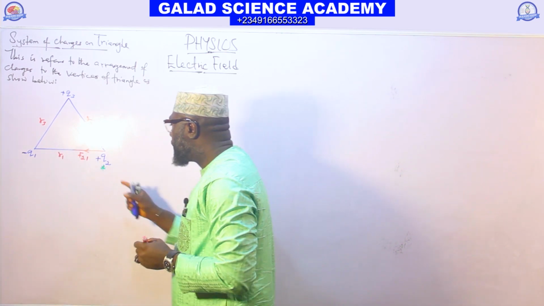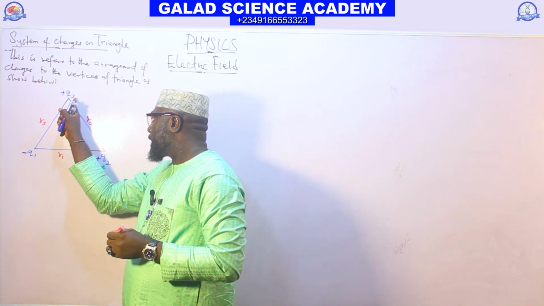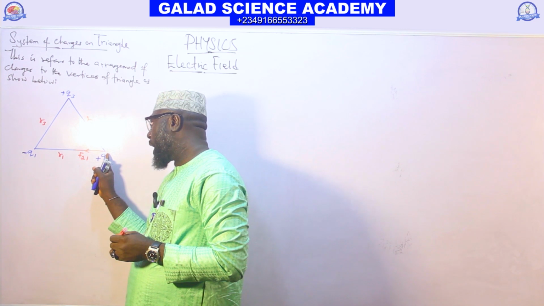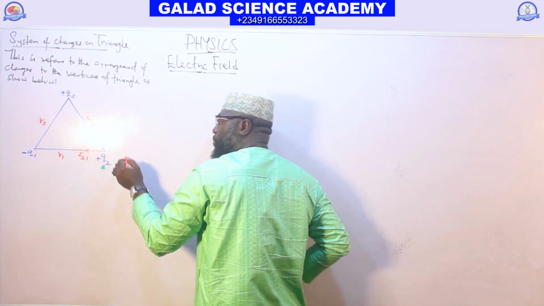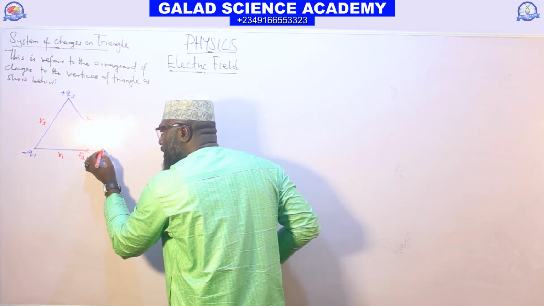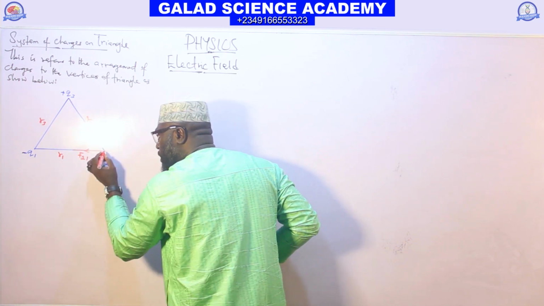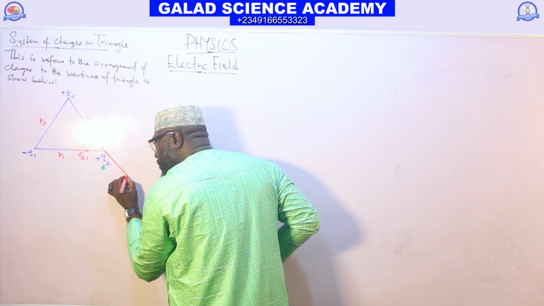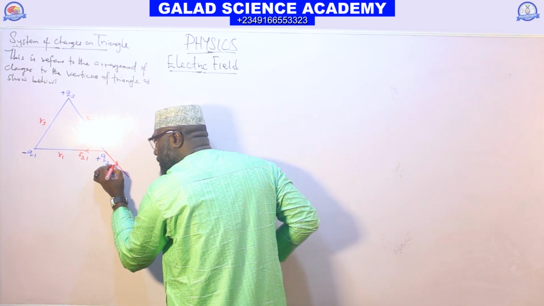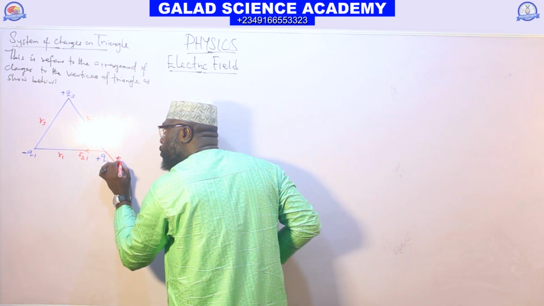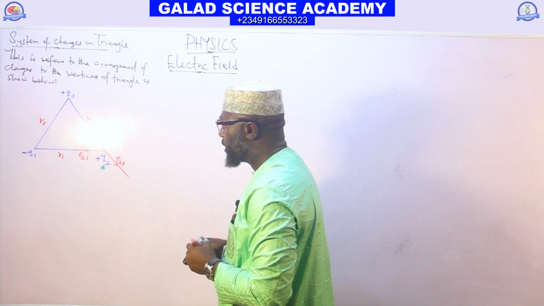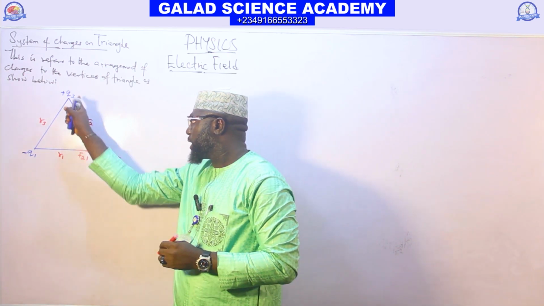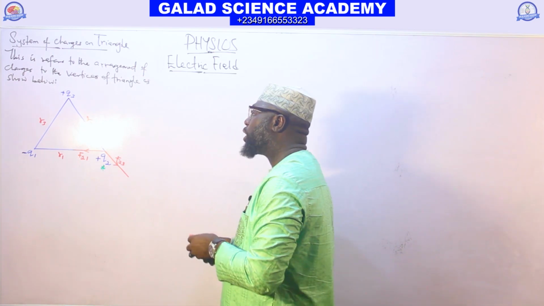But look at this charge Q3 and Q2. This is positive, this is positive. Instead of this force going like this, it will repel. So the force will come like this. So this is force 23. This is force 23.